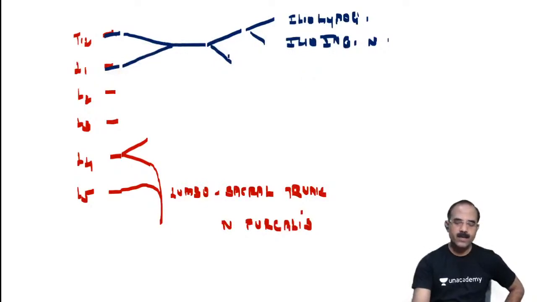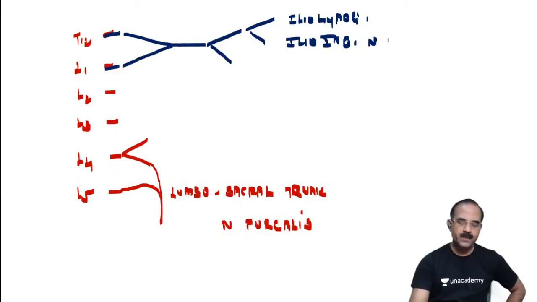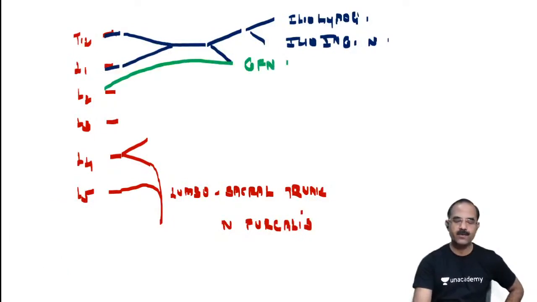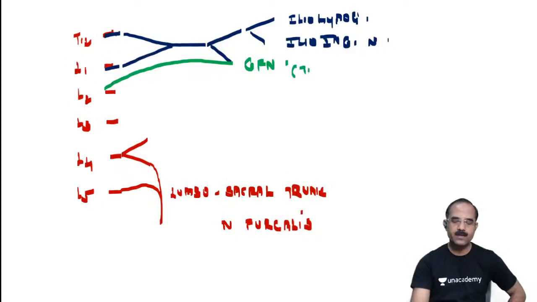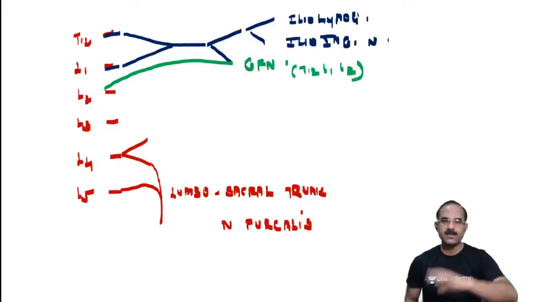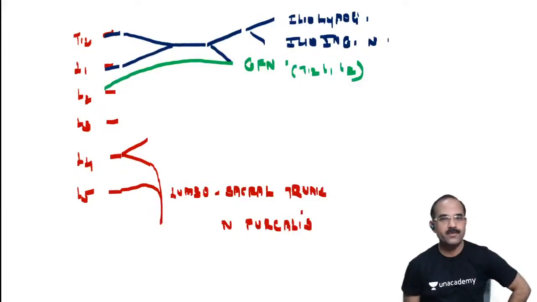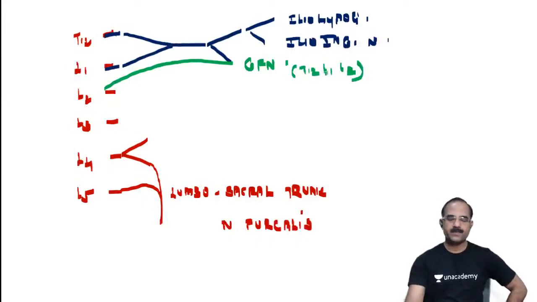The lower one joins with a direct branch from L2. And what is that? The genitofemoral nerve. So the root value of the genitofemoral nerve will be L1, L2, but we take it as T12, L1, L2. Most of the books will mention this as L1 and L2 because they do not take T12 in the formation of lumbar plexus. Okay, but there is a contribution, right?